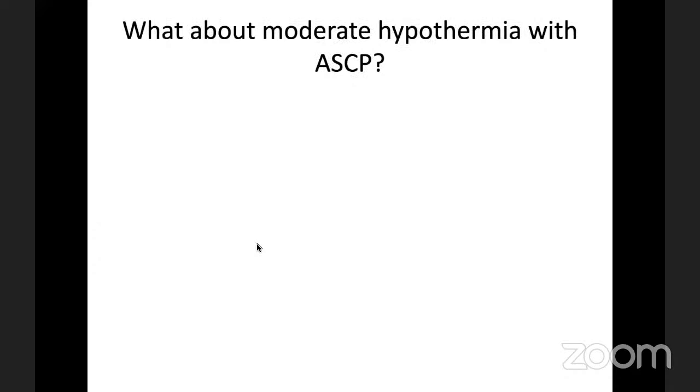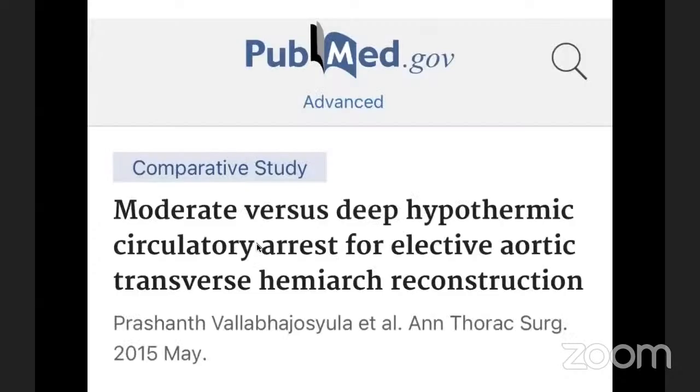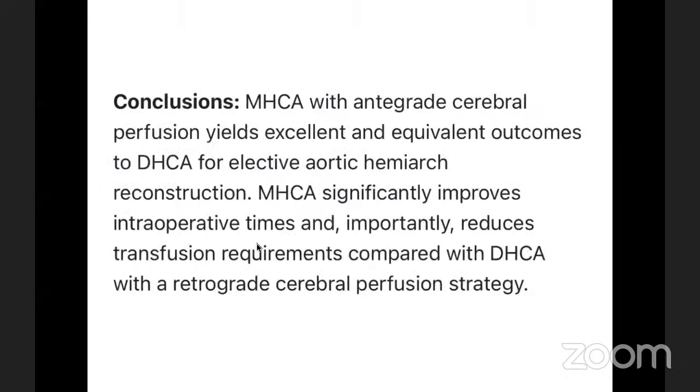What about moderate hypothermia with antegrade cerebral perfusion? So these are some articles talking about this. Moderate hypothermic circulatory arrest with antegrade cerebral perfusion yields excellent and equivalent outcomes to deep hypothermic circulatory arrest for elective aortic hemiarch reconstruction. It improves intra-op time and importantly reduces transfusion requirement compared with deep hypothermic circulatory arrest with a retrograde cerebral perfusion strategy. So yeah, we can use that. But I didn't see it. I saw only the deep hypothermic circulatory arrest.